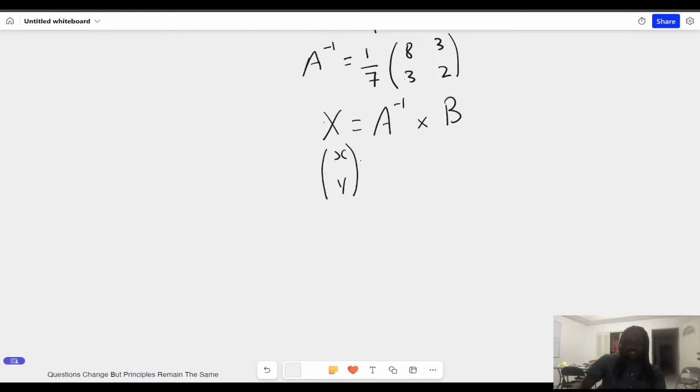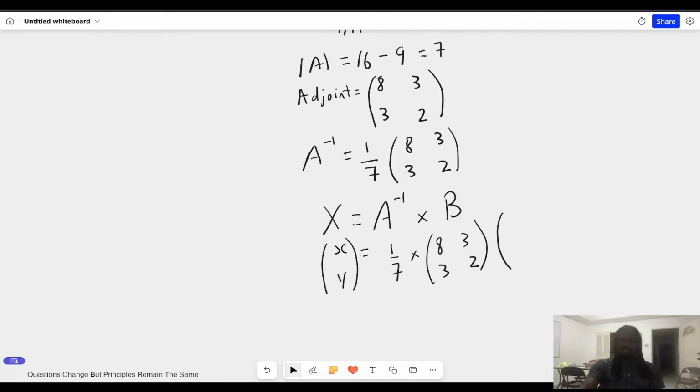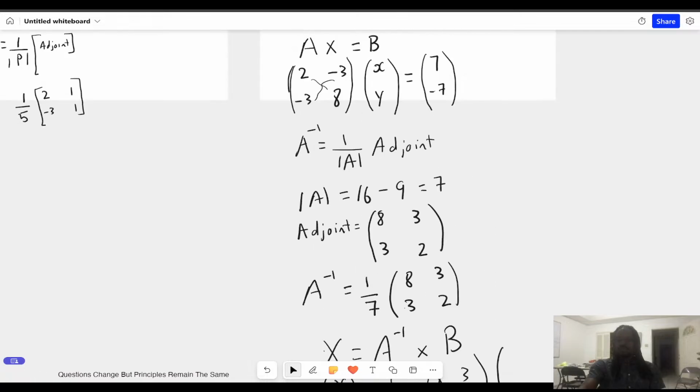So the inverse right here, 1 over 7, and I multiply that by B. What's B? That's 8, 3, 3, 2. No, sorry, that's not. Whoa, what am I talking about? That is A inverse. All of that is A inverse. Now I multiply it by B.